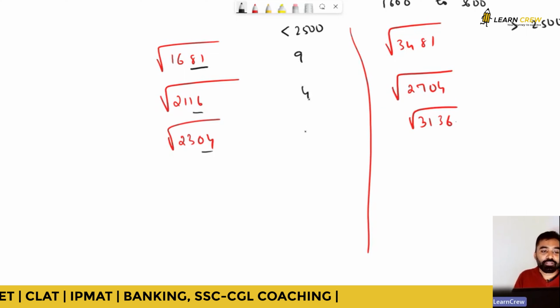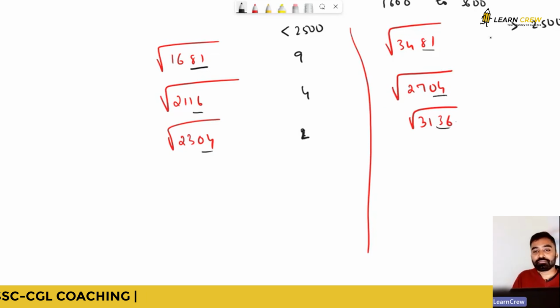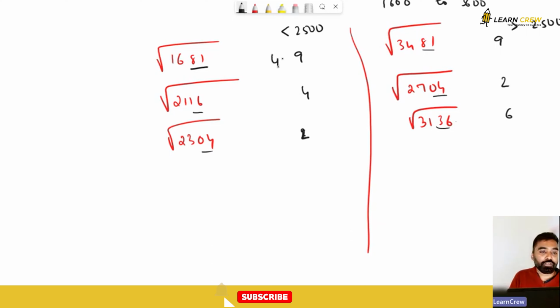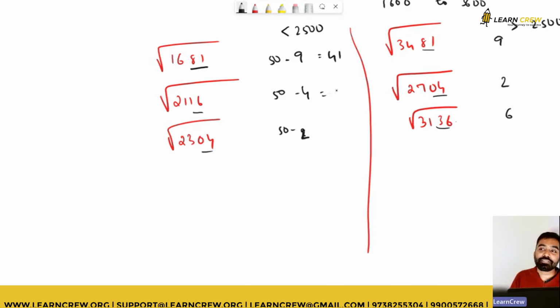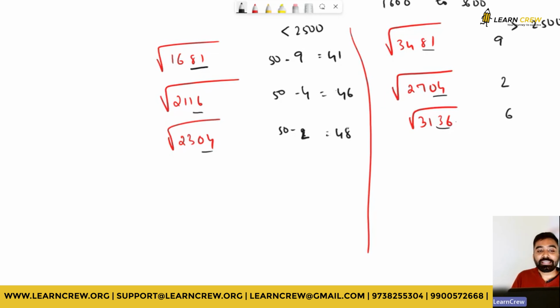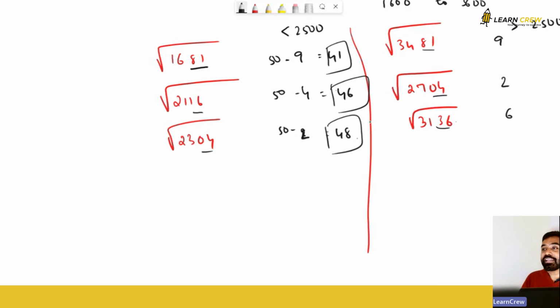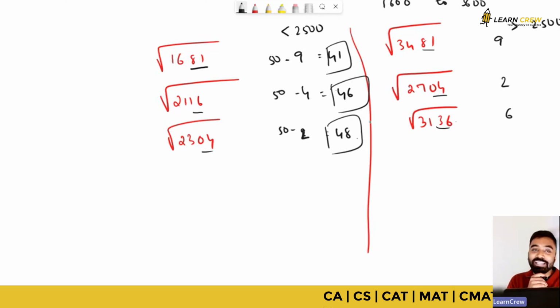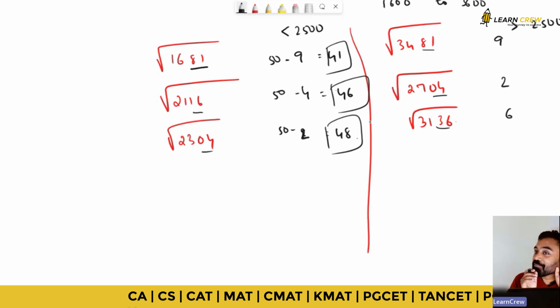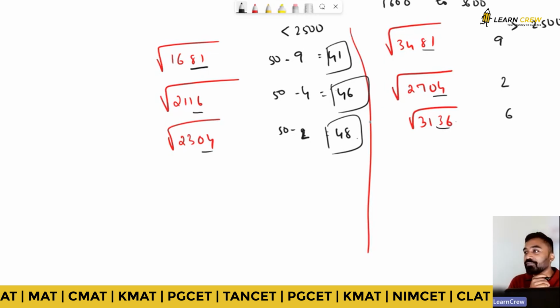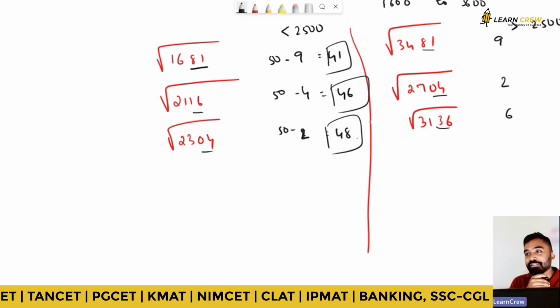This is 9, this is 4, this is 2. Okay. Here, 9, 6. Okay, fine. Now, what is going to be 50 minus 9? 41. And this is going to be 50 minus 4, which is 46. This is going to be 48. These are your answers. Whenever a number is lesser than 2500, you're just going to subtract the last square from 50. The remaining thing is going to be your answer.